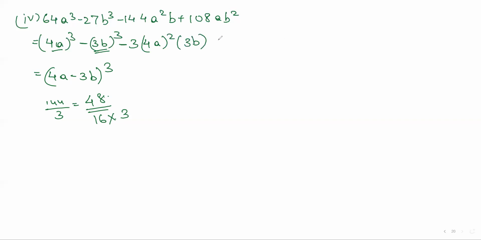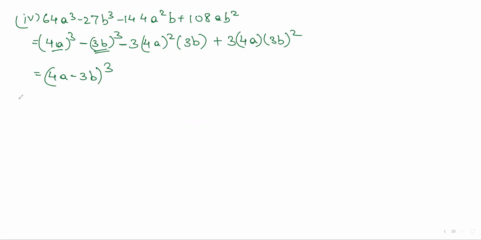Next, plus 108ab square. Dividing it by 3, you get 36. Now 36 can be written as 4 into 9. 4a into 9b square means 3b whole square. Therefore, by this observation, we can easily say that this is equal to 4a minus 3b whole cube.